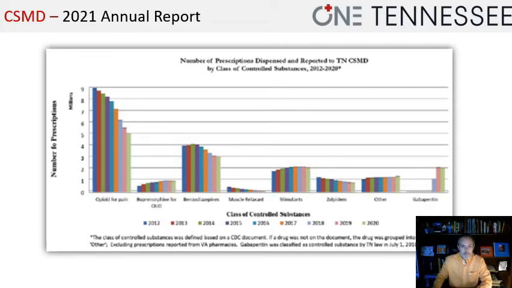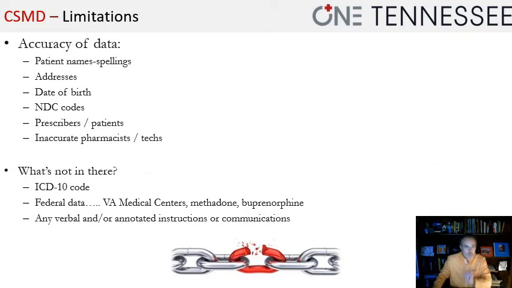So the CSMD does have some limitations, and its main limitation is the accuracy of the data contained. It's just like anything else. You're going to get out of it what you put into it. If you're putting in inaccurate information, garbage in, garbage out. So a good gold standard of practice is to enter information on a new patient into the CSMD using a government-issued photo ID or a government-issued ID card of some sort. That helps standardize what's entered into the system.